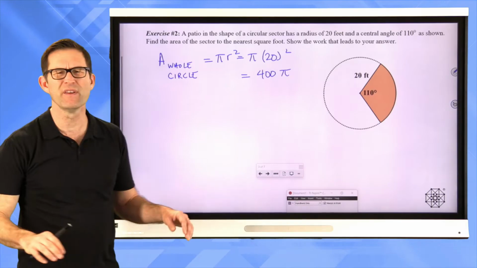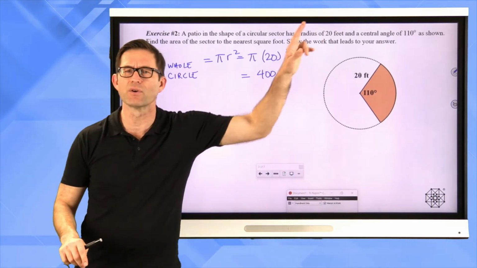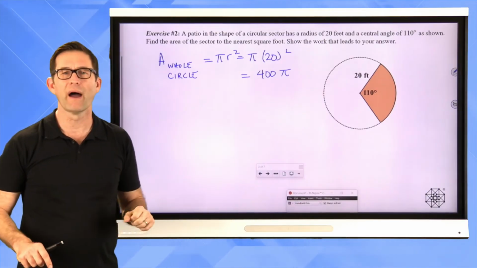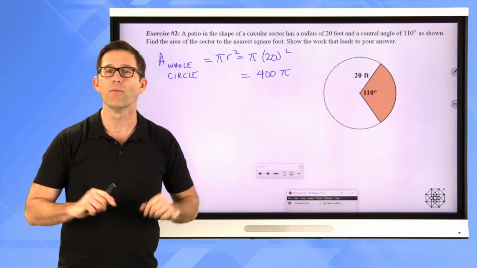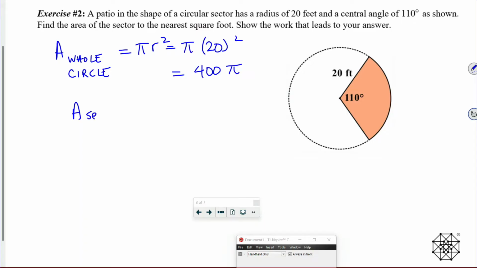All right, and it's going to be feet squared, but I'm not going to put that down right now. So the area of the entire circle would be 400 pi square feet. Now, I can always do something like this. The area of the sector divided by the area of the whole circle will be equal to the angle of the sector divided by the whole angle.